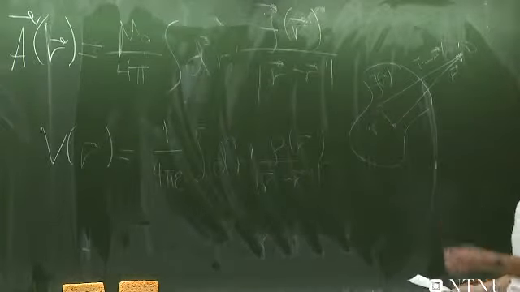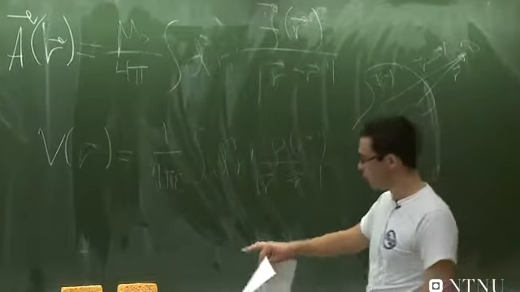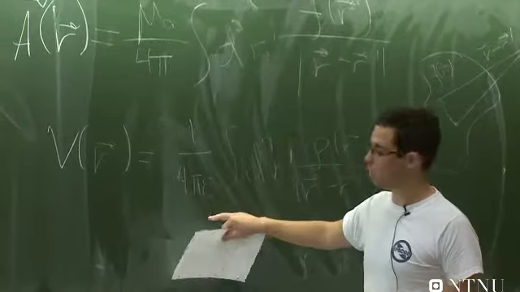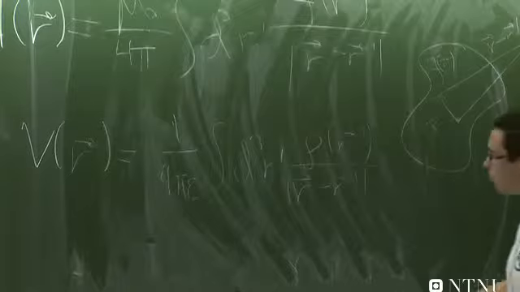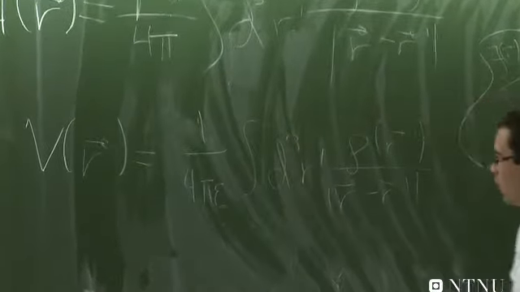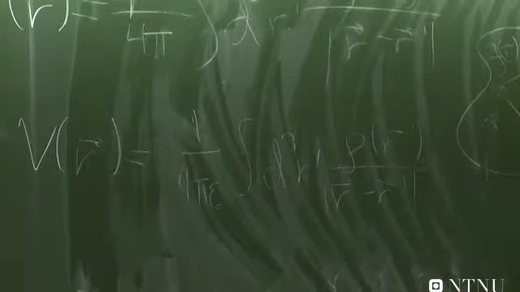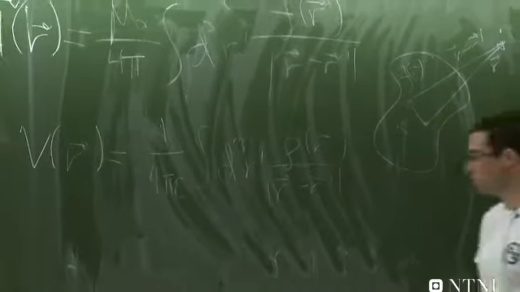As you can see, they look just the same, except that in Gauss's law there was an epsilon, and in Ampere's law there was a mu, and it's on the other side of the division sign. So we just end up with the same because the mathematics are the same.